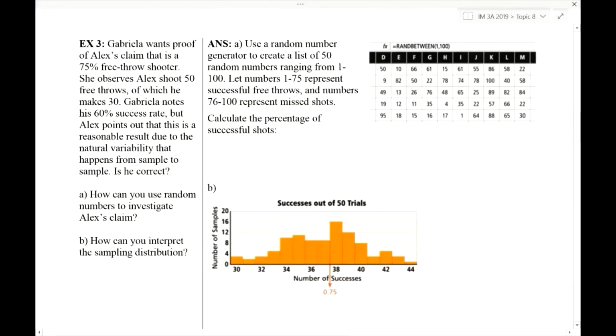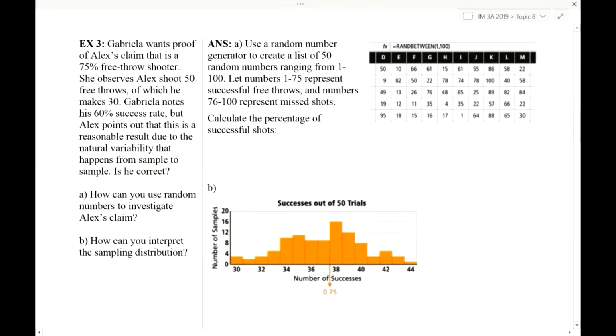So now we're going to move on to looking at random numbers to help us mimic a study. Gabriella wants proof of Alex's claim that he is a 75% free throw shooter. She observes Alex shoot 50 free throws, of which he makes 30. So that's a 60% success rate, not 75. But Alex points out that this is a reasonable result due to the natural variability that happens from sample to sample. So he's saying, yeah, my average is 75, that was just a low one.